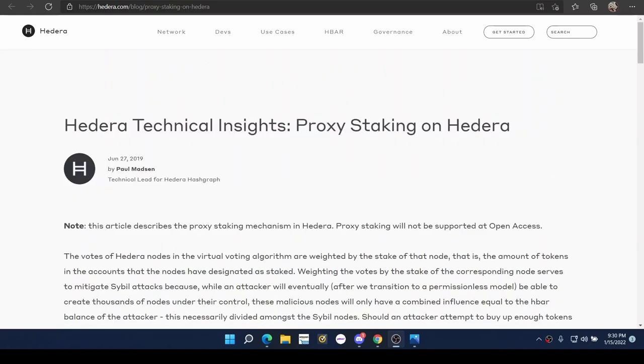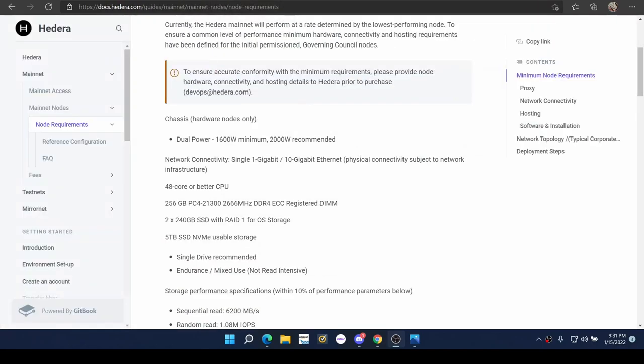Now let's talk about proxy staking on Hedera Hashgraph, which is not yet live. I checked their roadmap. I did not see an estimate of when proxy staking would be live. So the only way right now to make money with the HBAR token is to find an outside exchange that provides you interest on your lended tokens, or you can run a node. But running a node on Hedera Hashgraph comes with great effort.